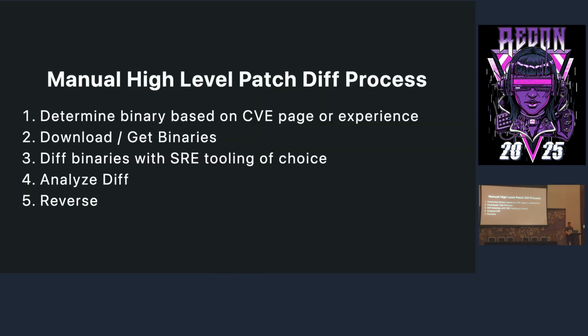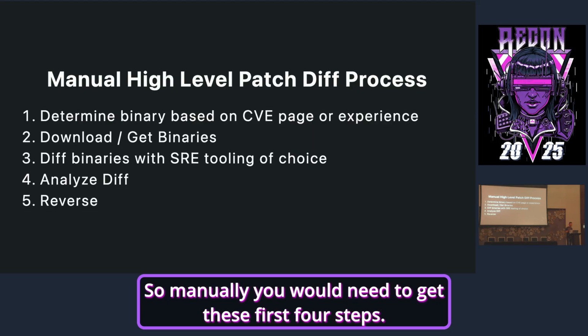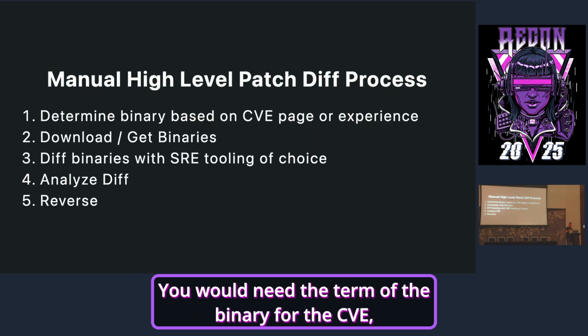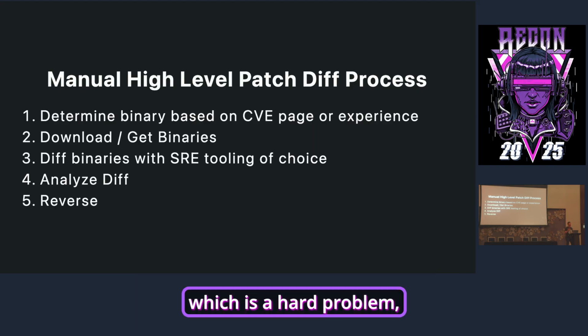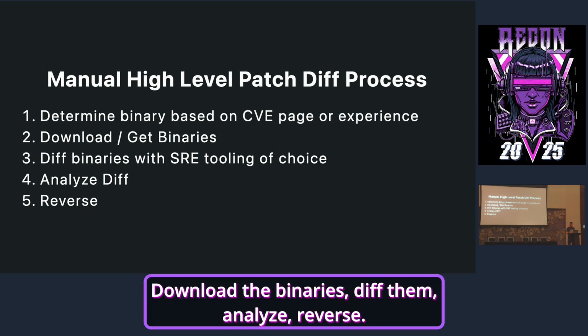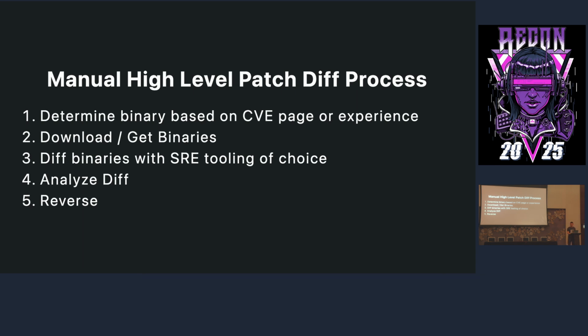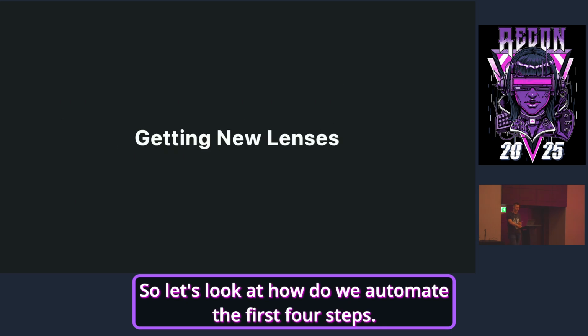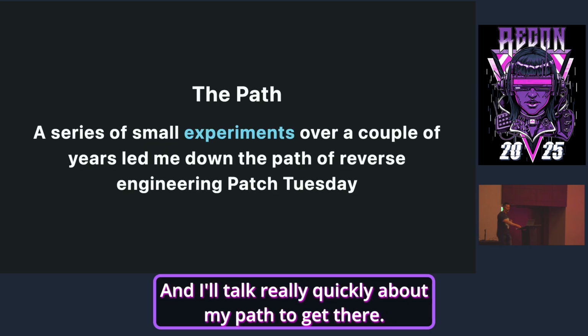So manually, you would need to do these first 4 steps. You would need to determine the binary for the CVE, which is a hard problem because there's no direct mapping from CVE to binary. Download the binaries, diff them, analyze, reverse. So let's look at how we automate the first 4 steps. And I'll talk really quickly about my path to get there.